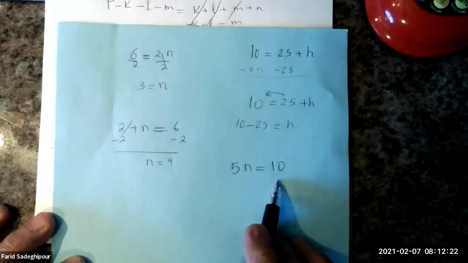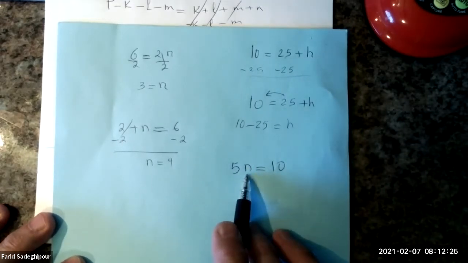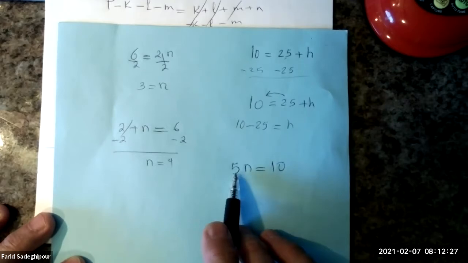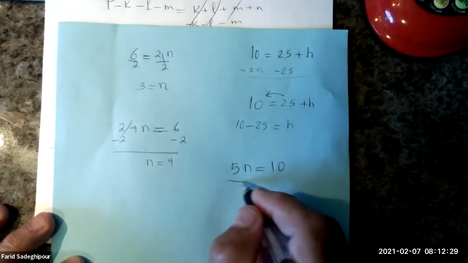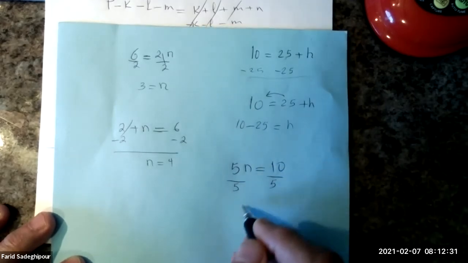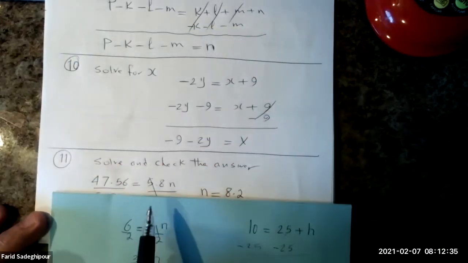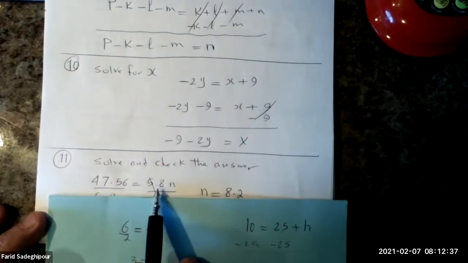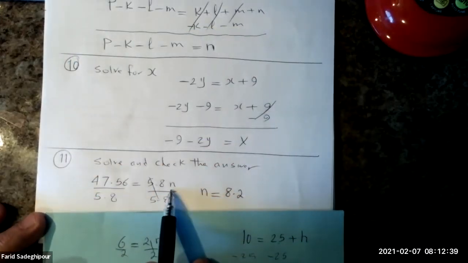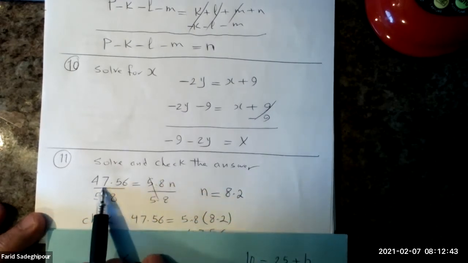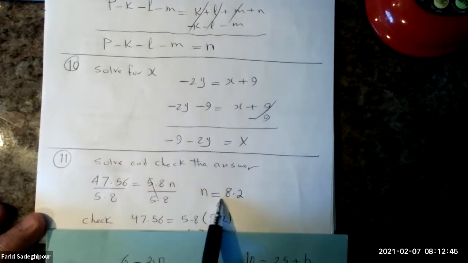So if you have a situation like 5n is equal to 10, there is no plus or minus involved. So to find the value of n by itself, you need to divide by this number. The number sitting next to the variable, you divide both sides by that to find the variable, okay? Same thing here. We divide both sides by this 5.8. Why? Because we just want to find n by itself. These two cancel, and then use your calculator. 4756 divided by that is 8.2.